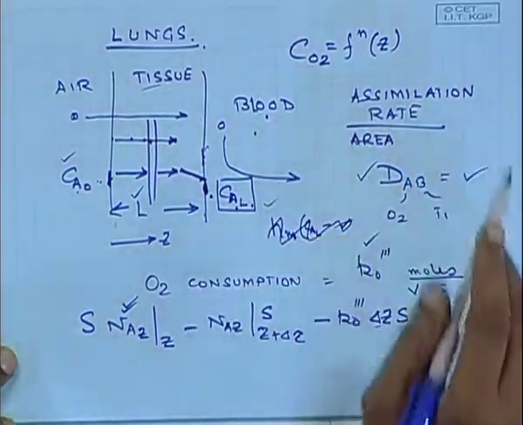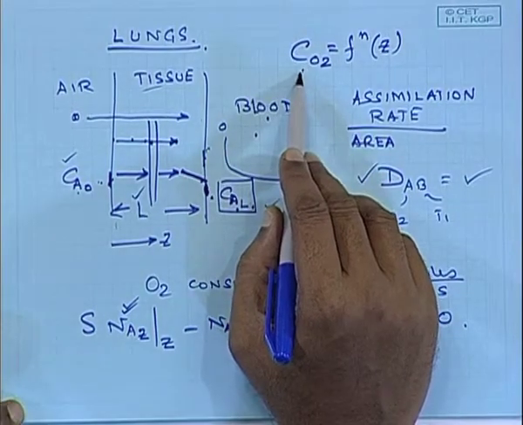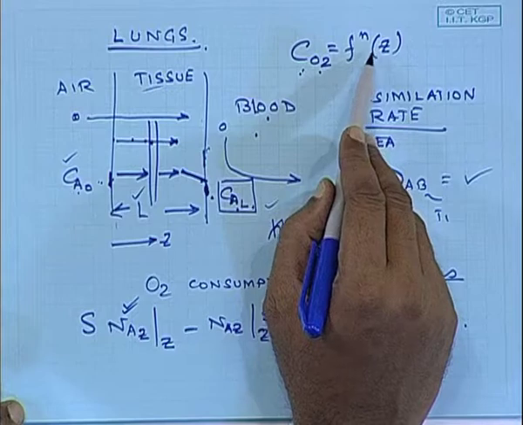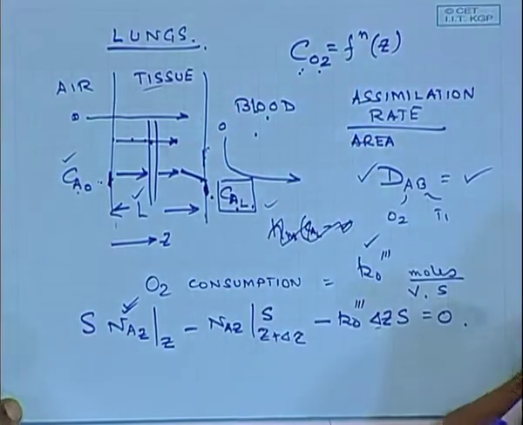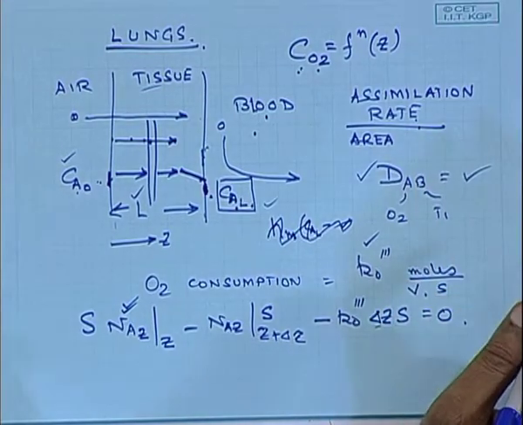Can you now find out what is the assimilation rate? You have already found C of oxygen as a function of Z and other parameters, for example, K, DAB, L, etc. What is going to be the assimilation rate per unit area?